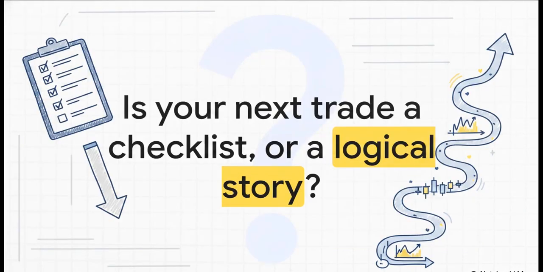So I want to leave you with this question to really think about the next time you open up your charts. Is your next trade a forced checklist, or is it a logical story? Because everything from your higher time frame bias down to your lower time frame structure needs to align. When everything finally aligns, you aren't just looking at random shapes on a screen anymore, you're reading the precise narrative of institutional control.